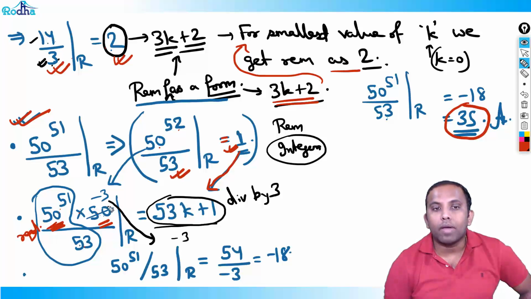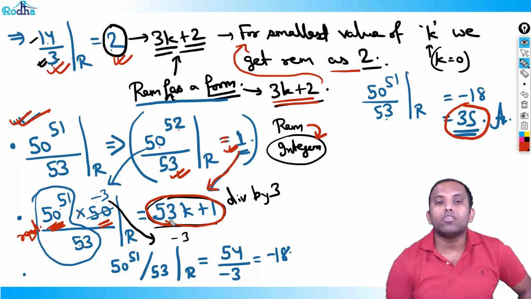Now, since this minus 3 is extra on the left hand side, in multiplication, simple logic: this minus 3 will come in the denominator here. For this to be divided by minus 3, I don't want any fraction in 53k plus 1 divided by minus 3, because remainders are always integers. So I'll just observe it.